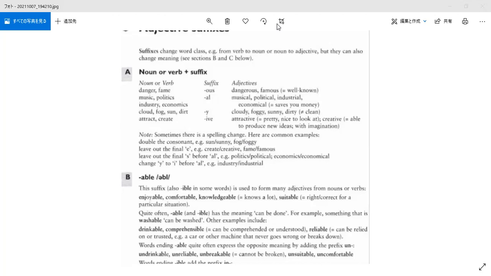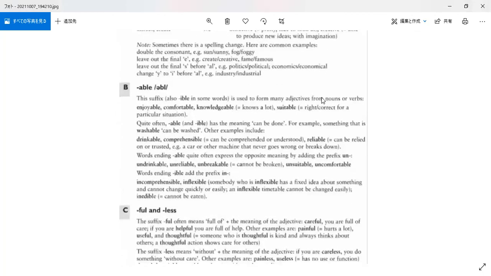Is a verb. Okay. So let me see. Is danger? Yeah, danger is a noun. Then fame, I think it's also a noun. Fame. Yeah, it's a noun. Okay, so only attract and create are verbs from all of this jumble of words.